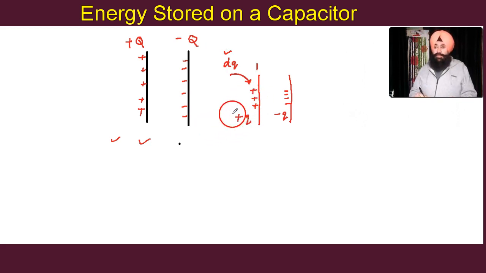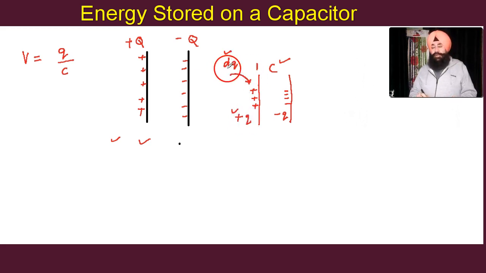At any instant when the charge is plus q, this plate will be at a high potential because the charge is plus q over this plate. So this plate will acquire a potential, we call it V. What will be the value of V? It depends upon the capacitance of this capacitor, that is C. So Vc is equal to Q, and V equals Q by C. So this plate will acquire a potential V at any instant when the charge is plus q.